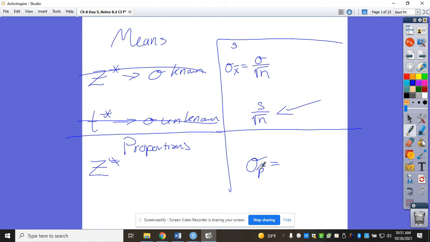What is my equation for this? Why is that an issue? We don't know P. So our whole goal is to estimate P, so why would I plug in P there? So even here, I have to use what instead? Which means, just like up here, we're going to call this what? It's standard error because I'm using a statistic there instead of a parameter.